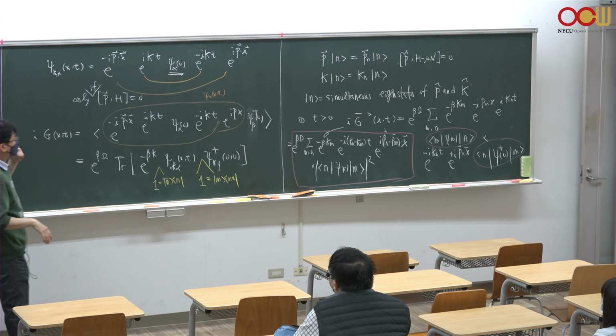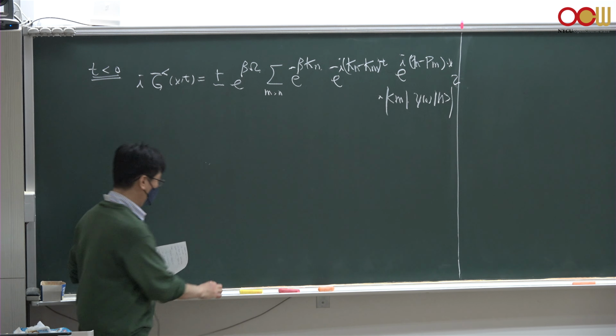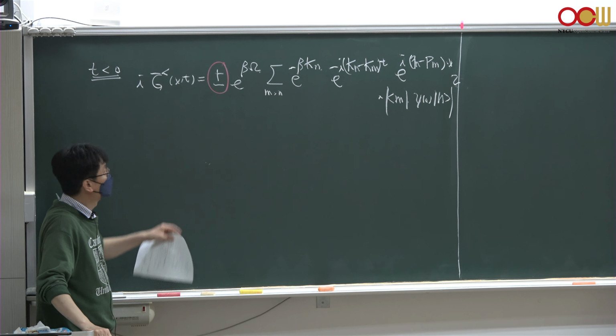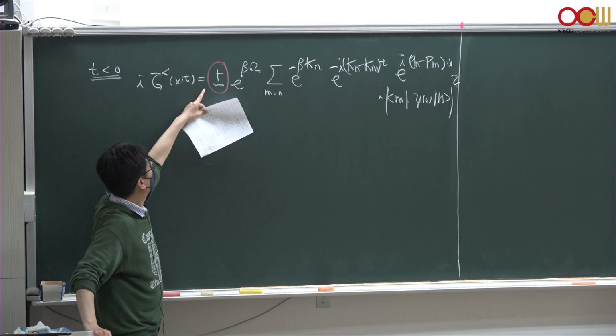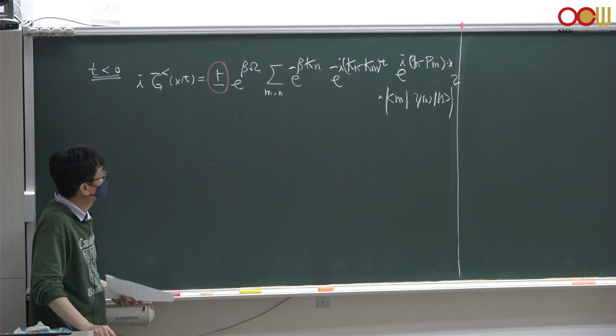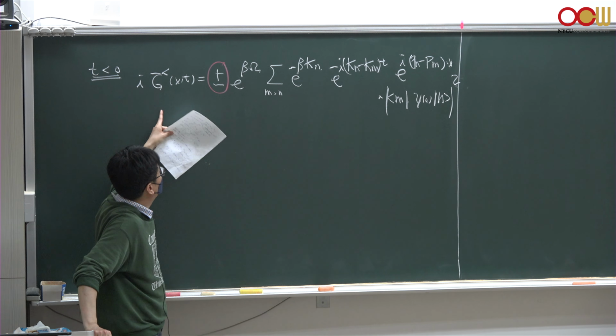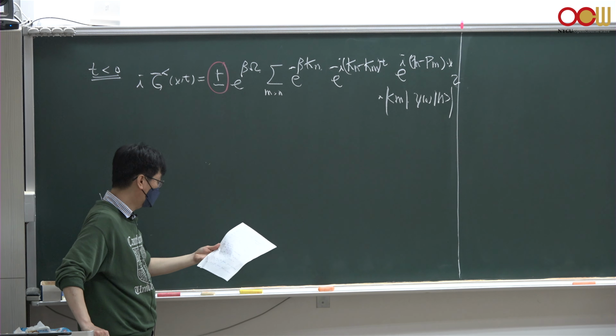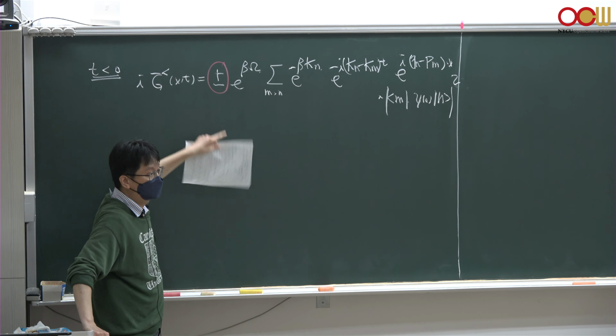Okay, so for negative t, we could follow the same logic and calculate the G lesser Green's function. But remember, we need to pay attention to this plus minus sign, because now when we calculate G lesser, we need to switch the order between psi and psi dagger. And when we do so, we need to pay attention to whether this particle is a boson or fermion, and for bosons plus and for fermions minus. And we can show that this is given by almost the same expression as that for t positive, except we have this plus minus sign.